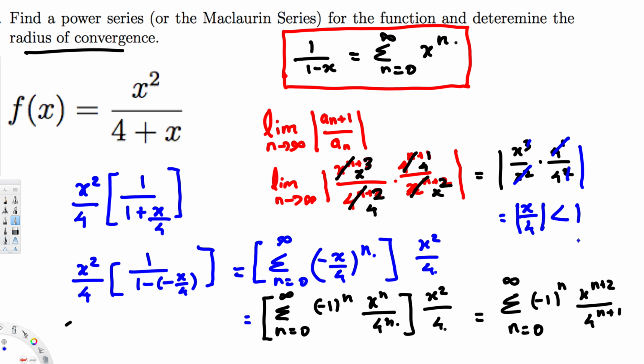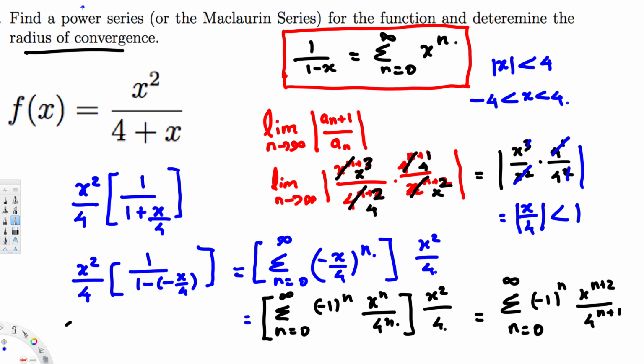Now from this one we can find the interval of convergence. To find the interval of convergence, we take x alone and see what we get. To get x alone, we have to bring the 4 to the other side. So this is going to be absolute value of x less than 4. From this we know that the interval of convergence is going to be minus 4 to 4. So this is going to be our interval of convergence.